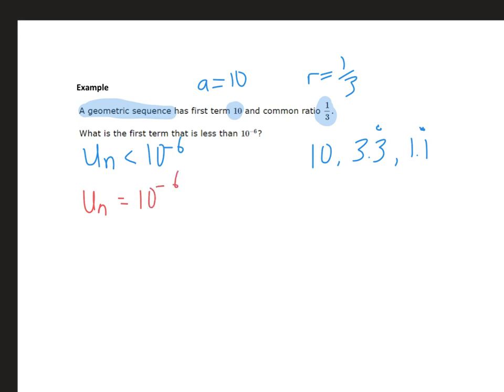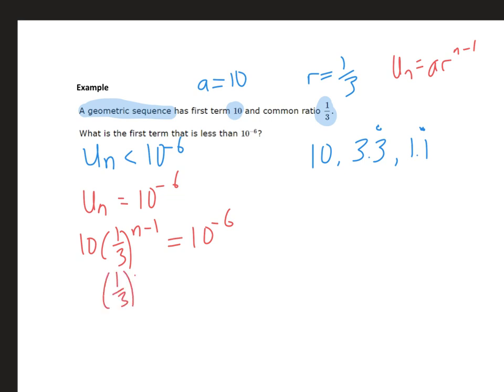Now I've got a formula for un. If I just write this up here, because it's geometric, I can use the formula a r to the n minus 1. I know a is 10, so it's 10 times a third to the power n minus 1 is 10 to the power minus 6. I can divide both sides by 10, so I get a third to the power n minus 1 is 10 to the minus 7 now, because I'm just taking away 1 from the power.